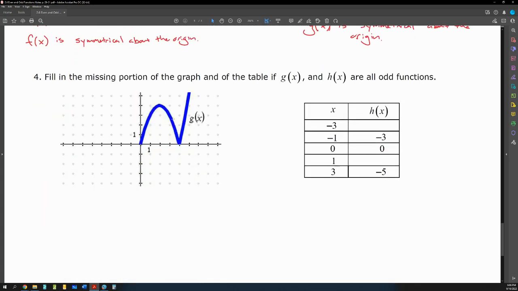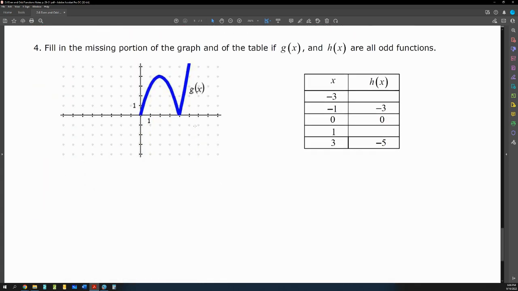All right, last problem here. Number 4, fill in the missing portion of the graph and of the table if g of x and h of x are all odd functions. So we'll start with g of x. This is symmetrical about the origin. So we're going to rotate g of x 180 degrees or reflect over the x and y axes.